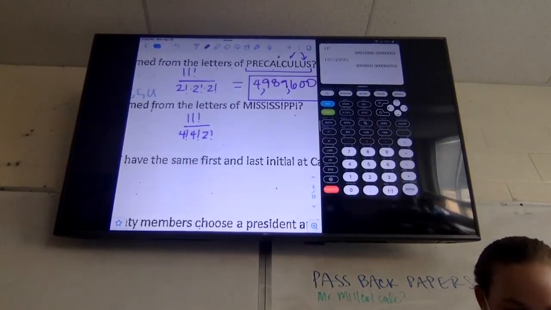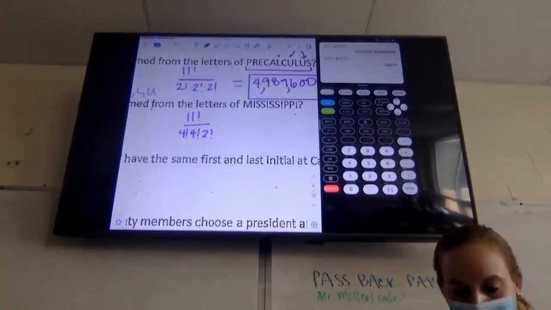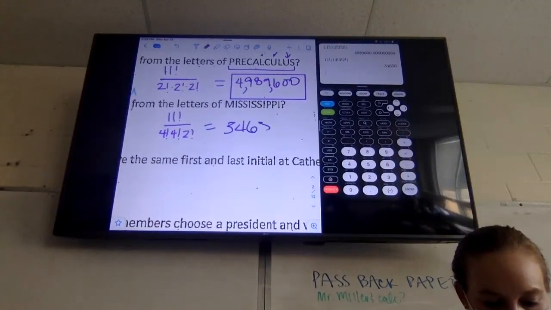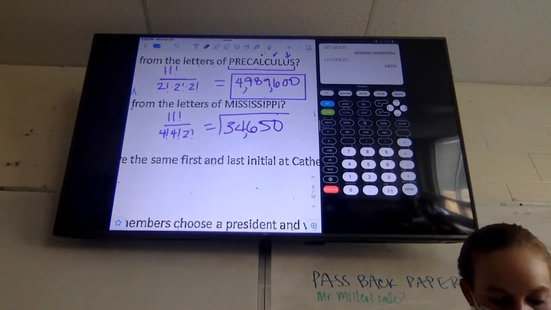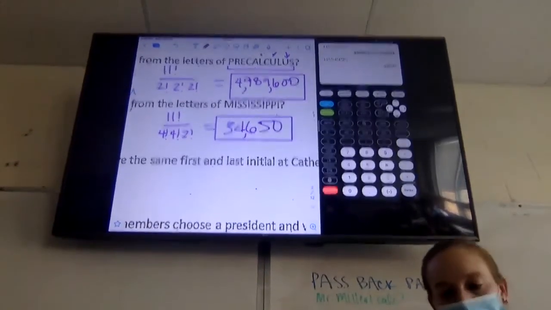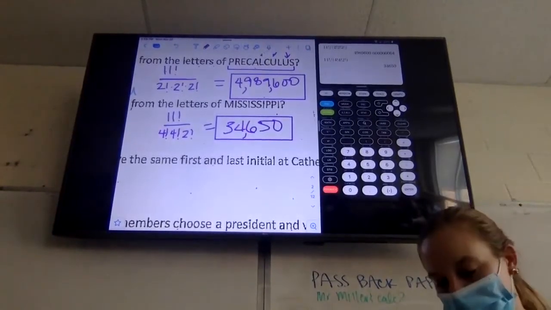So I'm going to write 11 factorial divided by, and again, I'm going to put parentheses in the bottom. Don't forget your parentheses. 4 factorial, 4 factorial, and 2 factorial. And my parentheses. Good, and because I have so many repeats here, this is a much smaller number. Even though pre-calculus and Mississippi both have 11 letters to start with, Mississippi has a lot more repeats, so it has significantly fewer ways for us to rearrange it because there are only so many places and ways you can put the S's that are new and unique.